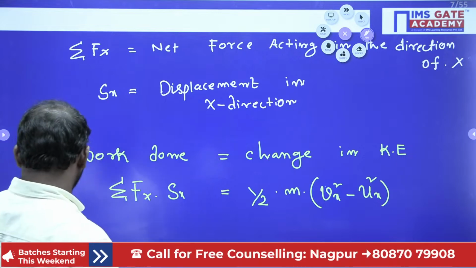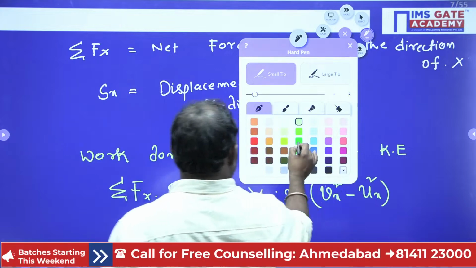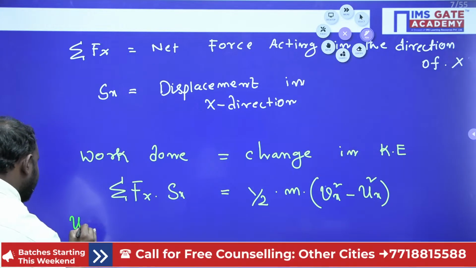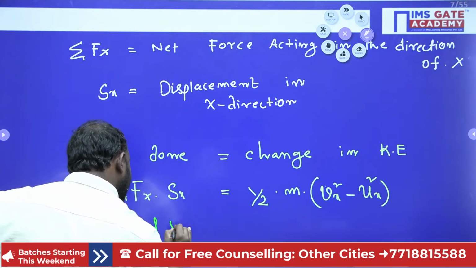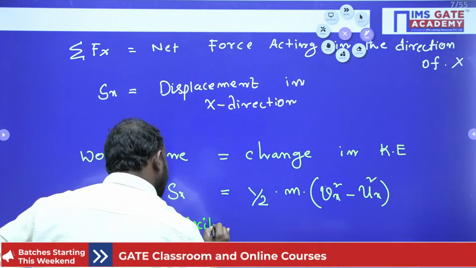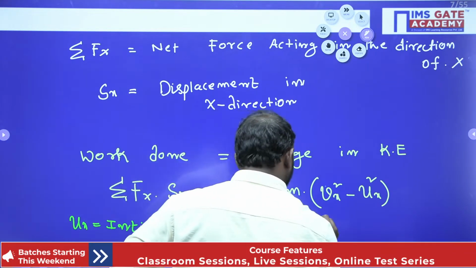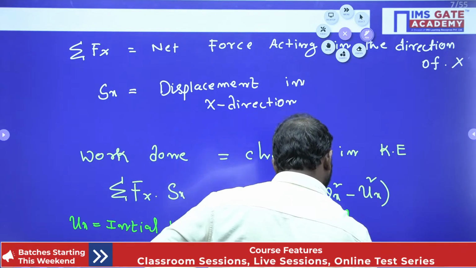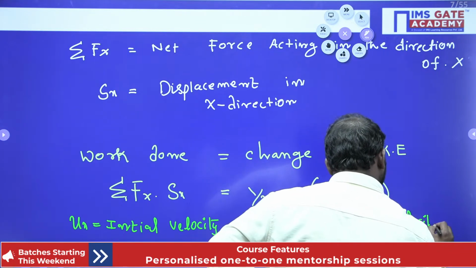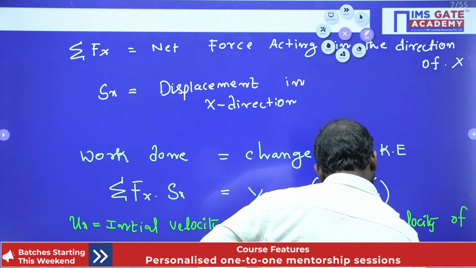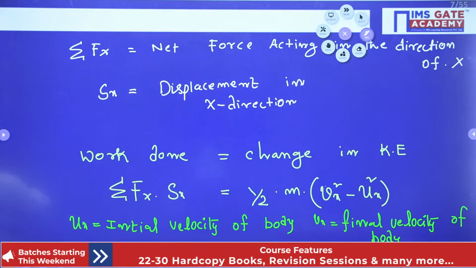If you want, I can write it here. Right here only I'll highlight. Ux is the initial velocity of the body. Vx is the final velocity of the body. All right, guys. I hope everybody understands.